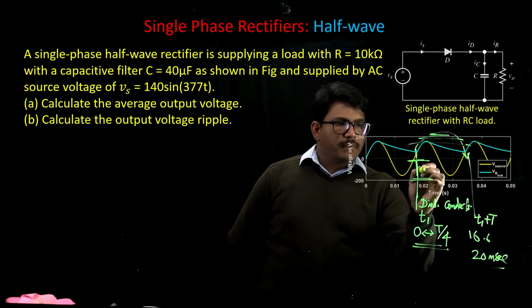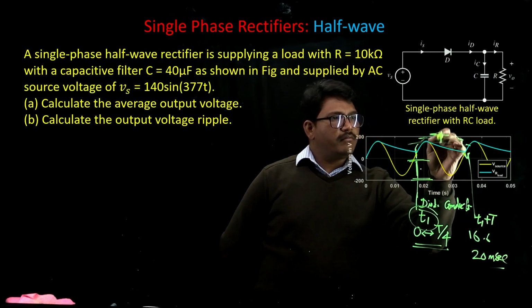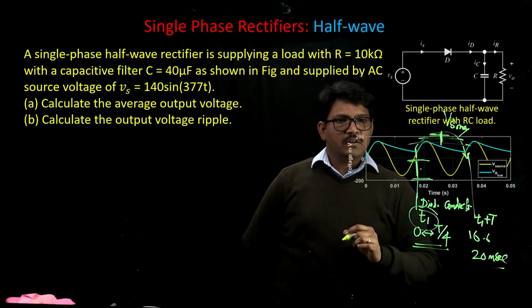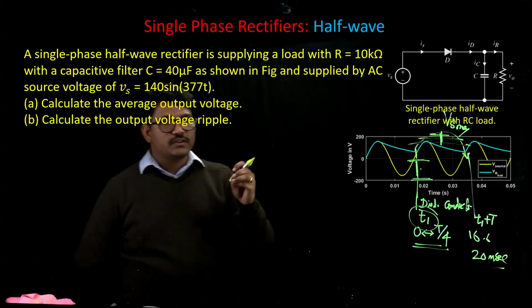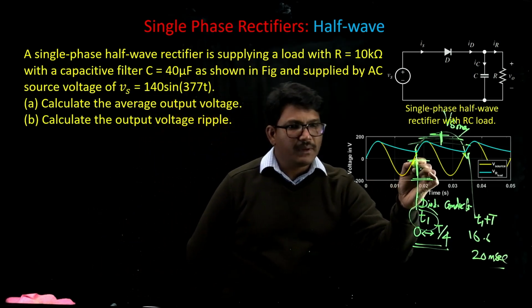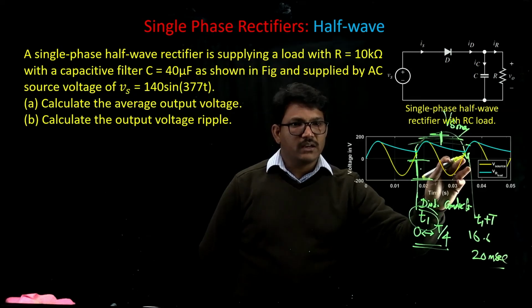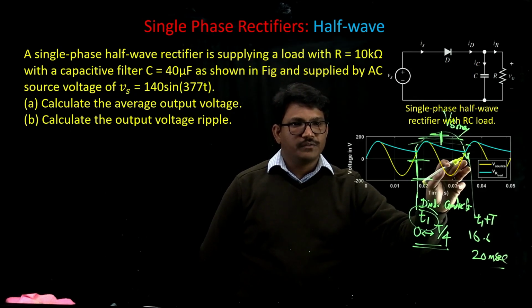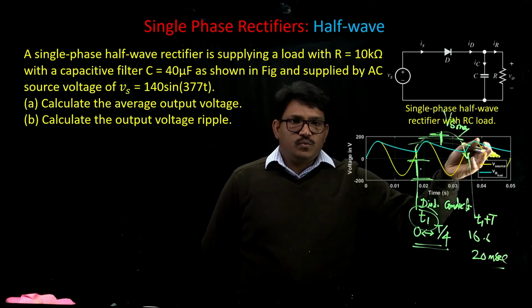Now you know that the minimum value is at t equal to T1 and the maximum value is exactly the same as my source voltage maximum. So now the minimum value is nothing but the value of the source voltage at time t equal to T1. The maximum value of the output voltage is nothing but the source voltage max itself.